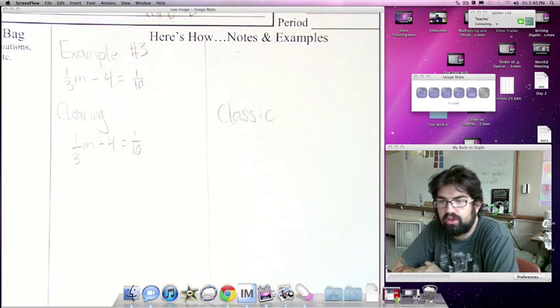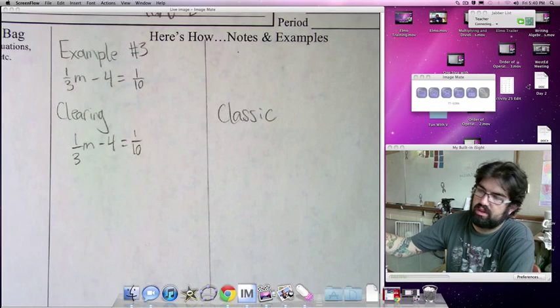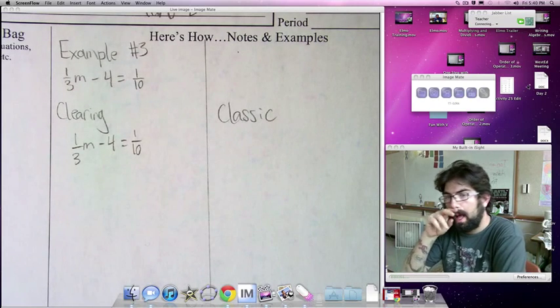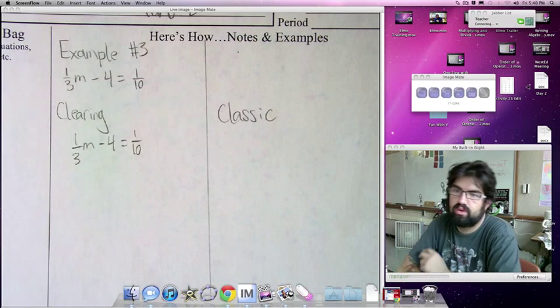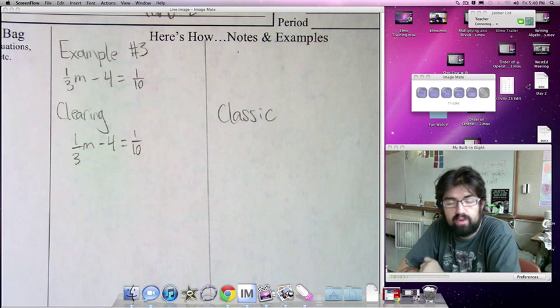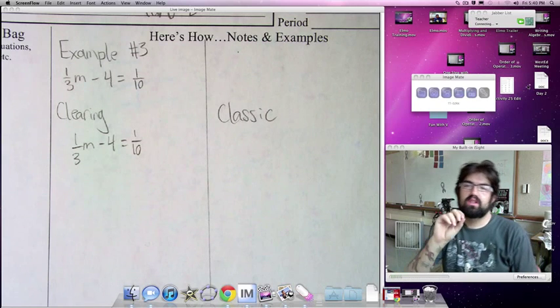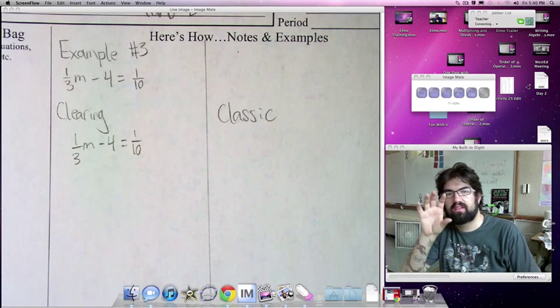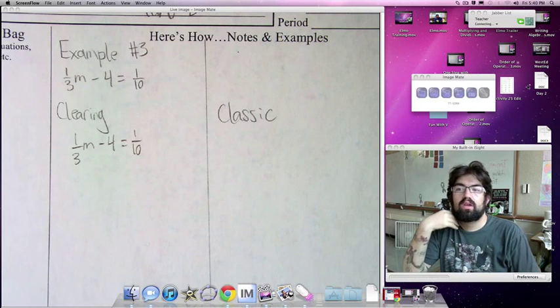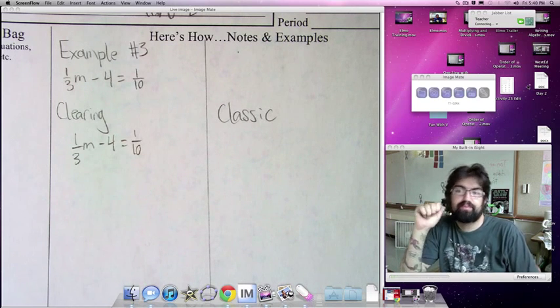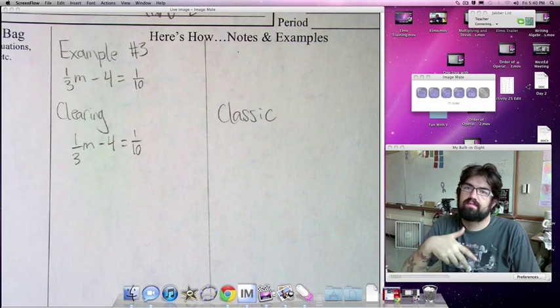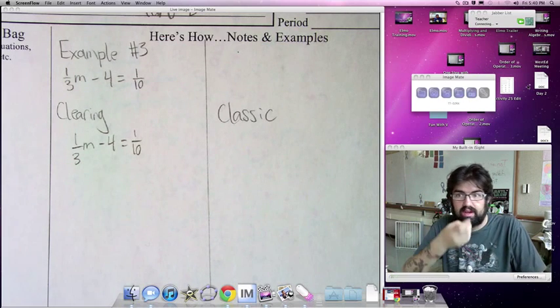Okay, well, if that's what I'm doing, let me darken this up a little bit. I want to get 1/3 m minus 4 equals 1/10, and I want to turn all of those into whole numbers. The trick is, 1/3 times 3 would turn 1/3 into a whole number, because 3 divided by 3 is just 1. Same thing with 10. 1/10 times 10 is equal to 1.